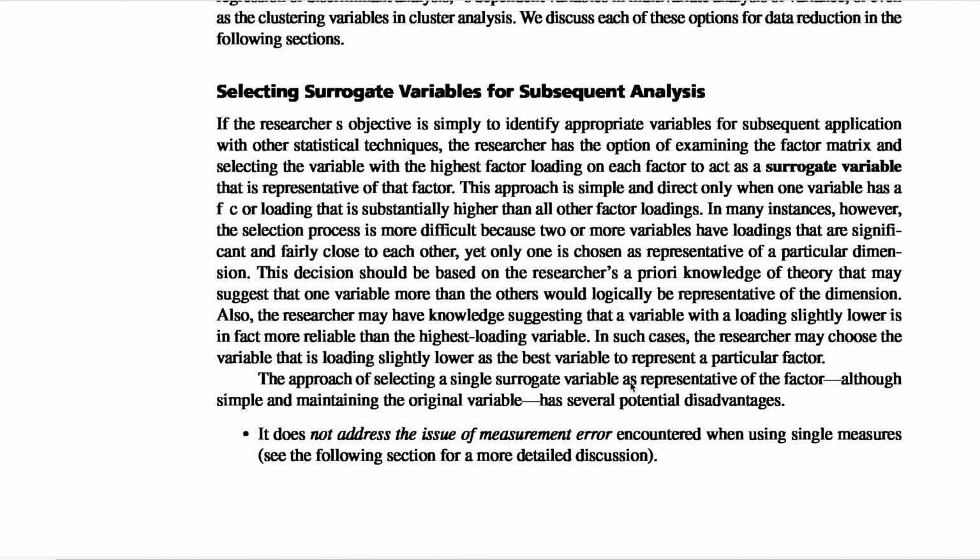This decision should be based on the researcher's a priori knowledge of theory that may suggest that one variable more than the other would logically be representative of the dimension. Also, the researcher may have knowledge suggesting that a variable with a loading slightly lower is in fact more reliable than the highest loading variable. In such cases, the researcher may choose the variable with the slightly lower loading as the best variable to represent a particular factor.